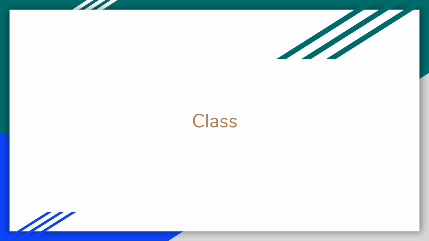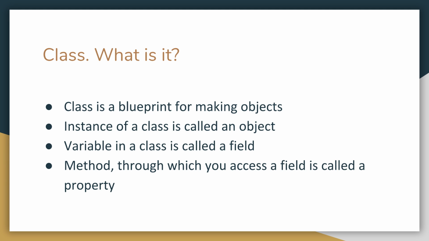So let's start with a class. What is a class? Simply put, it's a blueprint for making objects. Instance of a class is called an object. Variable in a class is called a field, and a method through which you access a field is called a property. So we use classes to create objects, and an object is an instance of a class.